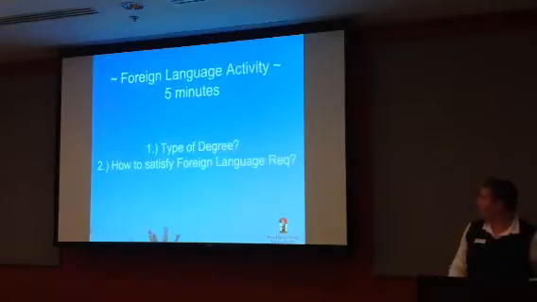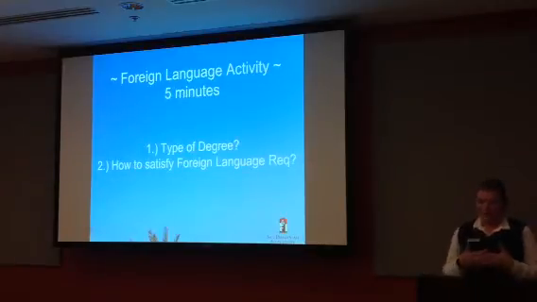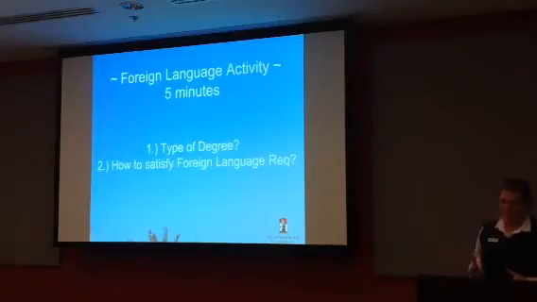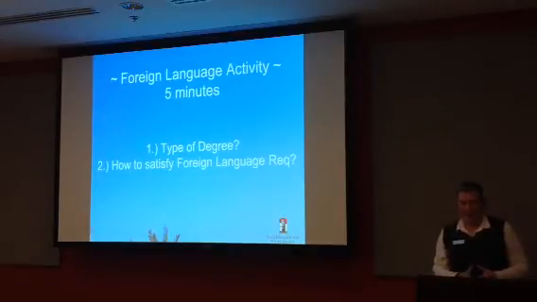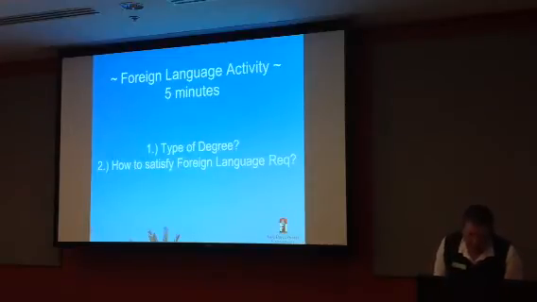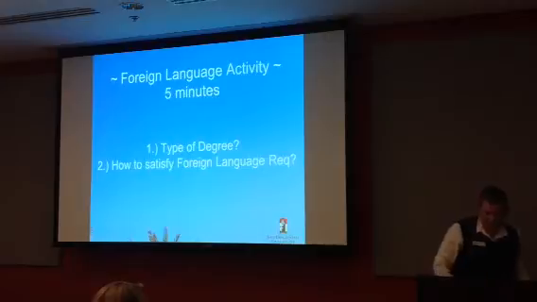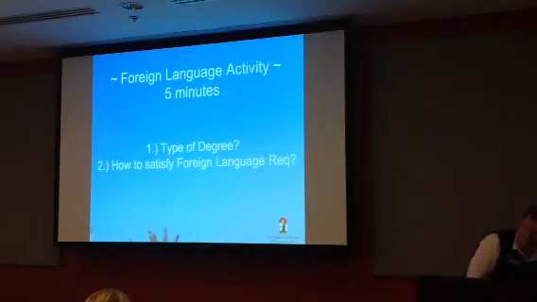Okay. So now what we're going to do is a foreign language activity. And the 2 questions you need to answer based on the card that you get is the type of degree and how to satisfy the foreign language requirement. So once you're given your student scenario, you'll have 5 minutes to take a look at that and evaluate it. And you want to answer what type of degree will the student earn based on their major.